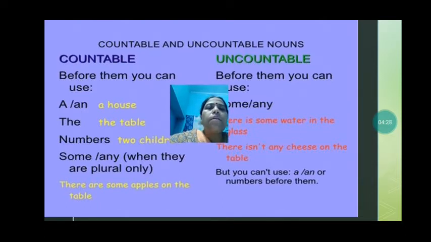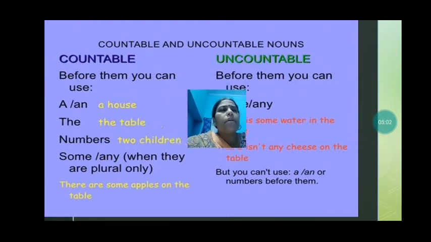Then some and any, when the nouns are plural only. When plural nouns are there, we can use some or any. When we are able to count these countable nouns, like suppose some fruits are kept over there, or anyone asks you how many apples are left, then you can see and tell, okay, there are some apples kept over there.